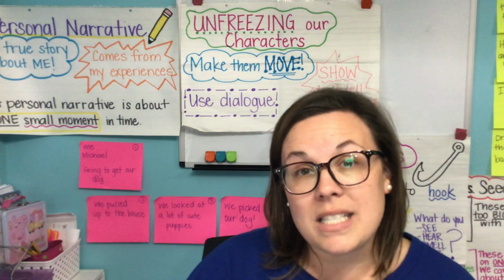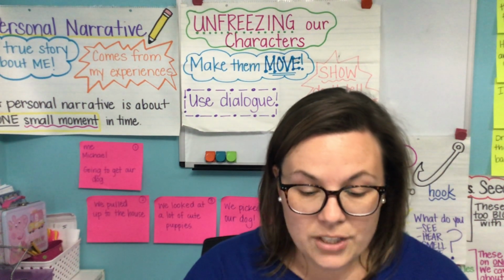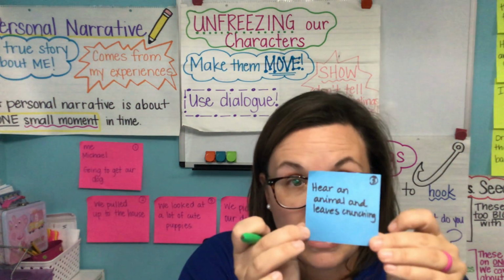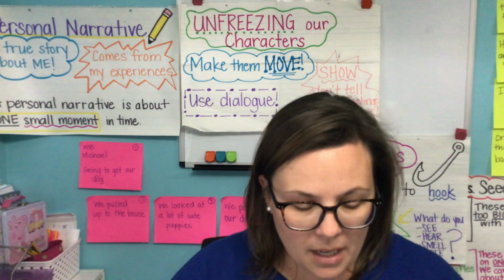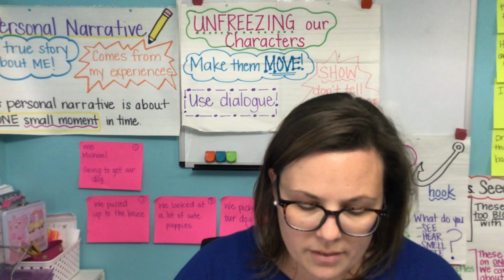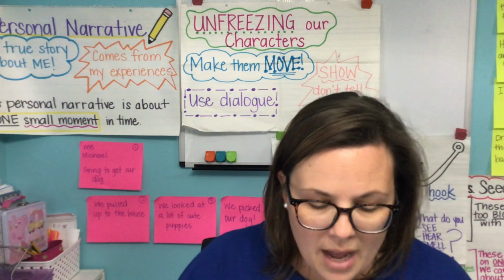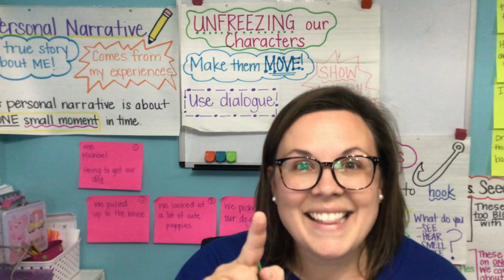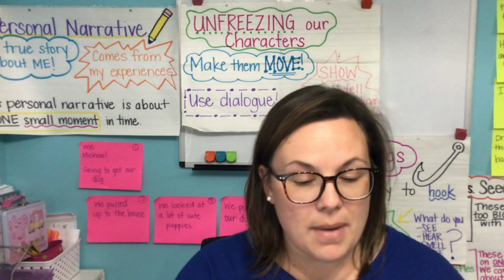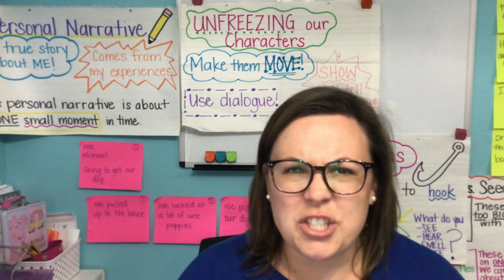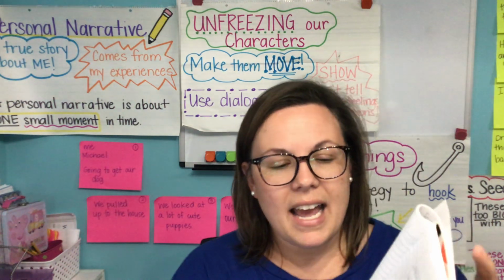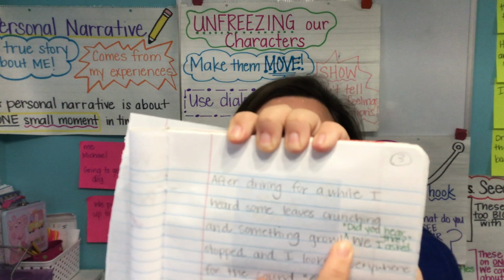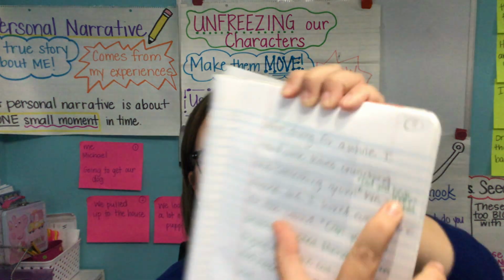For me, I went to page 3. That was the page in The Time I Almost Got Eaten by a Bear, where I hear an animal and I hear leaves crunching. That's a time when I said something. On page 3, it says, "After driving for a while, I heard some leaves crunching and something growl." Right there, I said something, and I remember that in my small moment. I said, "Did you hear that?" I asked. And I took my writing and I used that caret, that little triangle, and I added in my dialogue right where I wanted it to go.